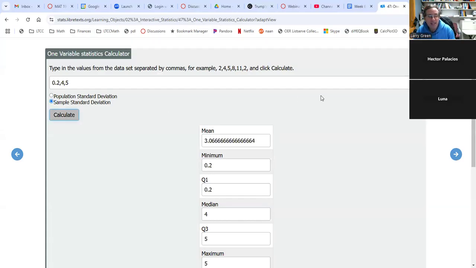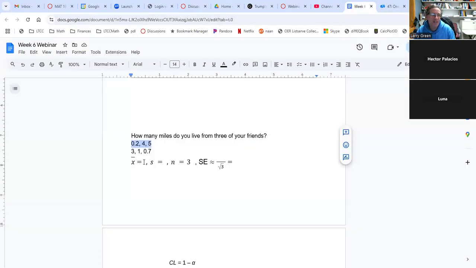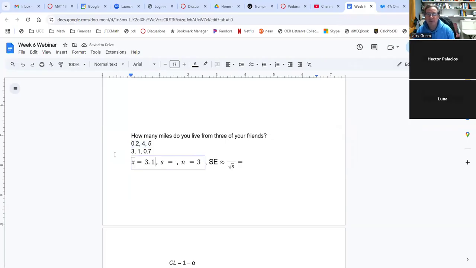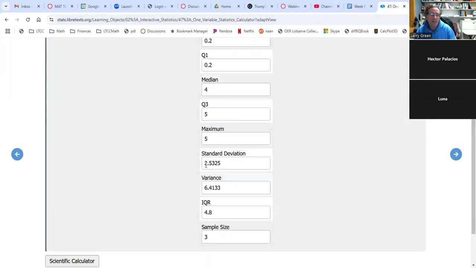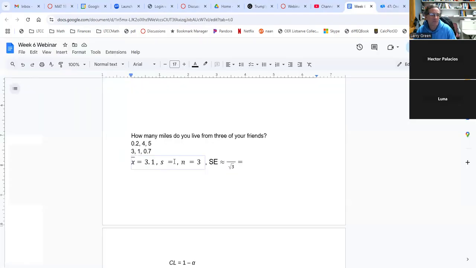So the mean is, let's call that 3.1, just rounded to the nearest tenth of a mile. No one cares about a hundredth of a mile that you might live from a friend, so a tenth of a mile is close enough. So 3.1 is X bar. Any questions on that? Okay, and then we're going to go to standard deviation. That's about 2.5 miles. Is that clear so far?